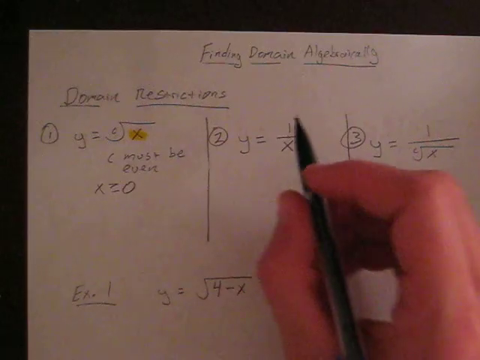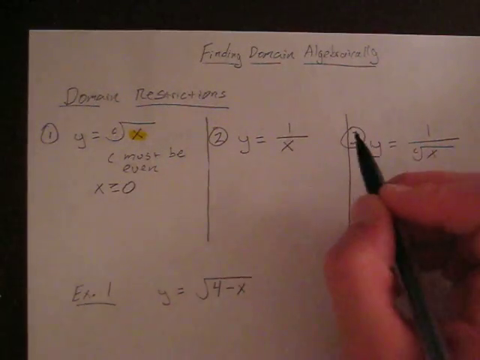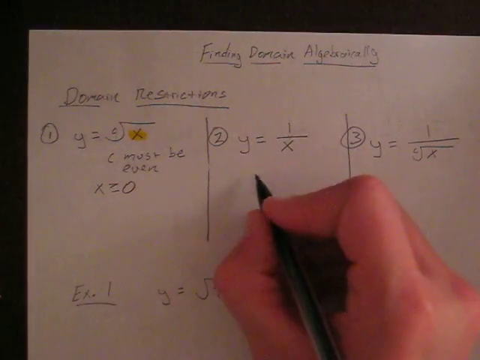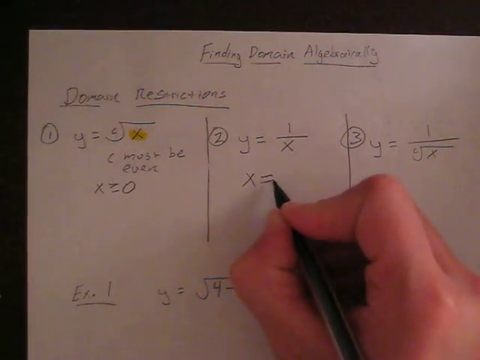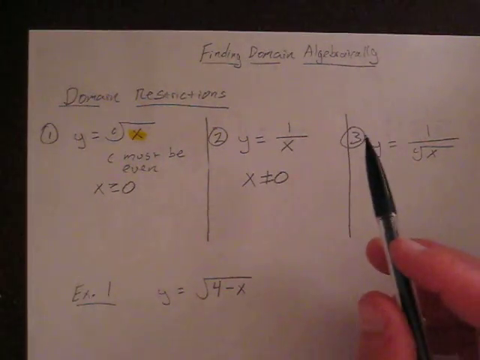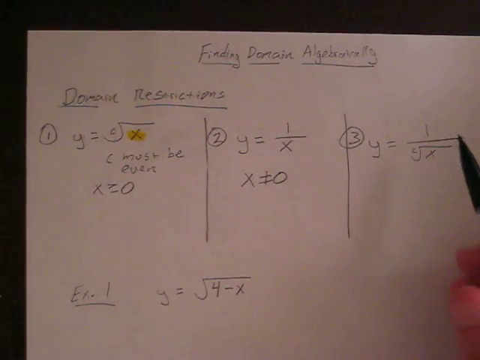That's the first domain restriction. The second domain restriction has to do with when you're trying to divide by x. So anytime you have a rational type equation like this, you're going to say that the denominator cannot equal 0. And that's because that would give you an undefined answer.